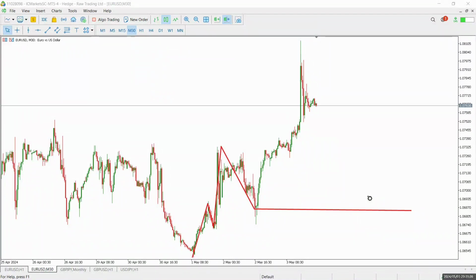We all know the rules: small to big fractals can be traded together, but big to small fractals must be separated. So this is a big fractal and it is separated. Okay, so now let's go to the small fractals.